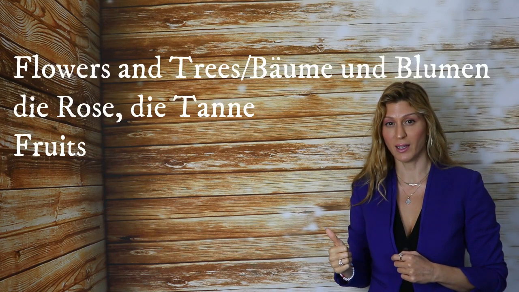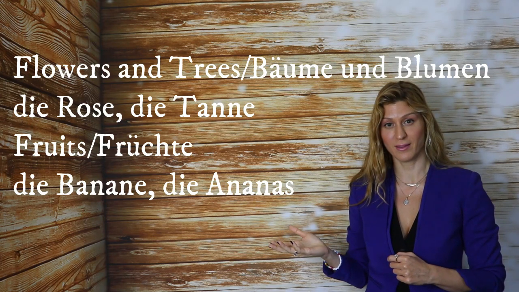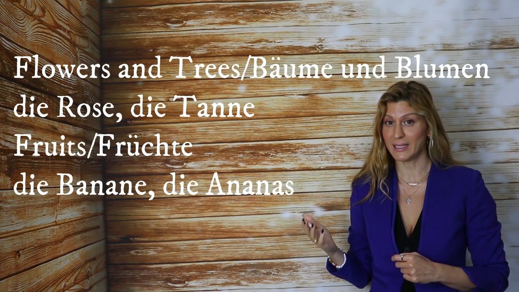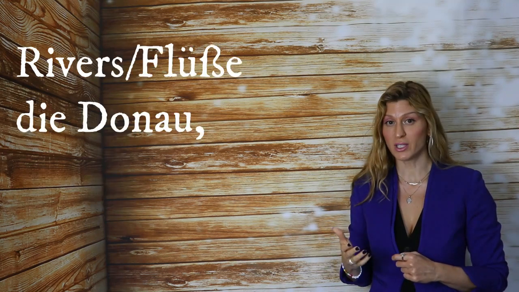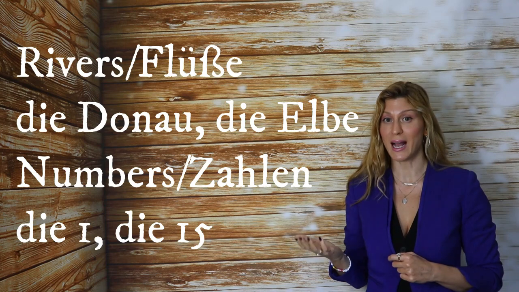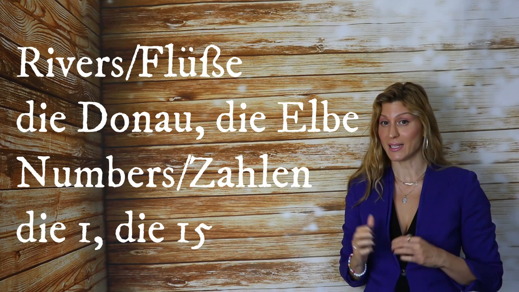Flowers and trees, Bäume und Blumen, die Rose, die Tanne. Fruits, Früchte, die Banane, die Ananas. Rivers, Flüsse, die Donau, die Elbe. Numbers, Zahlen, die 1, die 15. And as a small tip, for example, if you're sitting in a restaurant and you're checking the menu and you're thinking to yourself, how am I supposed to pronounce that? Maybe you could just say, ich nehme die Nummer 10, or whatever the number is.